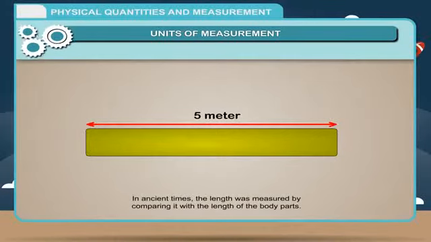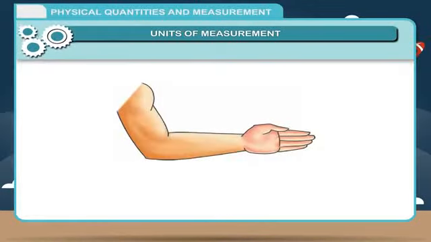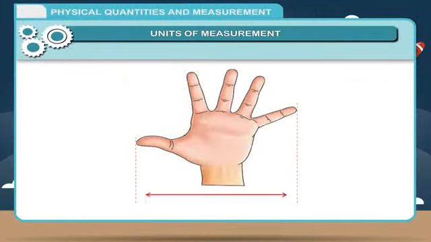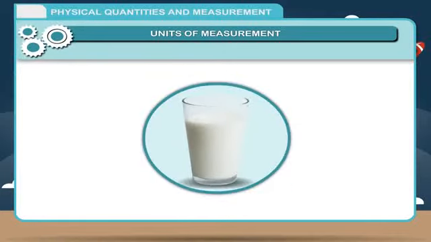In ancient times, the length was measured by comparing it with the length of the body parts. A cubit was the unit of length. 1 cubit was the length between tip of the fingers and the elbow. Similarly, a handspan was the length from the tip of the thumb to the tip of the little finger. These methods were inaccurate because the size of fingers differ from person to person. In the same way, one cannot use a glass to measure the exact volume of the liquid. Such a system of measurement was not correct.